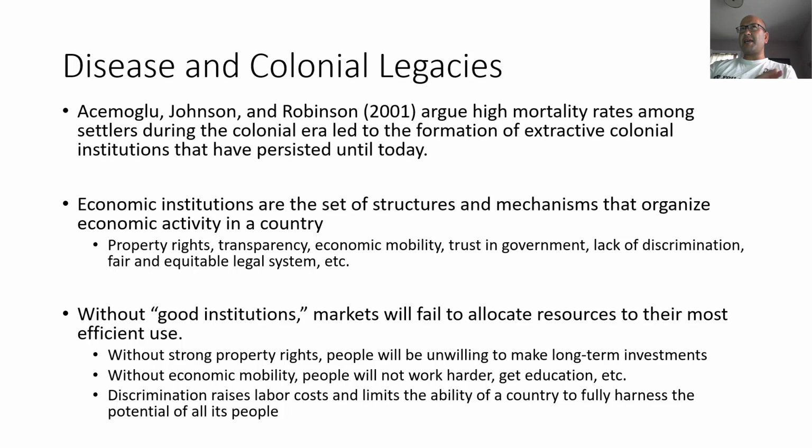So institutions are basically the set of structures, mechanisms, sort of the rules of the game that organize economic activity in a country. And so some examples are things like property rights, transparency, economic mobility, trust in government, lack of discrimination, a fair and equitable legal system. These are all really important examples of good institutions. So if you don't have strongly defined property rights that define who owns what, both in terms of physical property and also in terms of intellectual property, then you're not going to have people willing to make long-term investments, right?